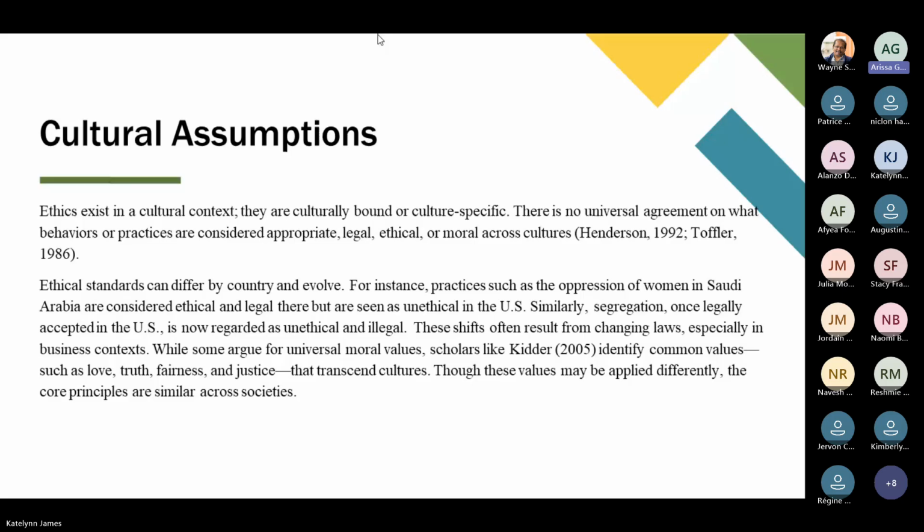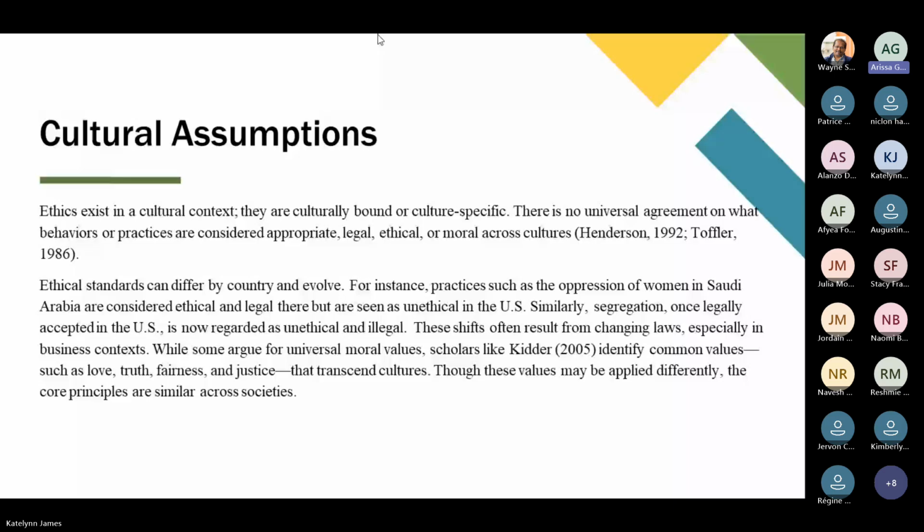So, for instance, practices such as the oppression of women in Saudi Arabia are considered ethical and legal there, but are seen as unethical in the United States of America. Similarly, segregation, once legally accepted in the USA, meaning we separating the black from the white, is now regarded as unethical and illegal. These shifts often result from changing laws, especially in business contexts.